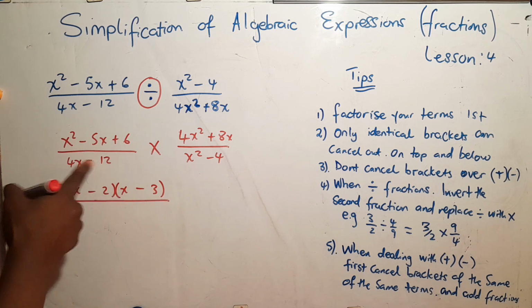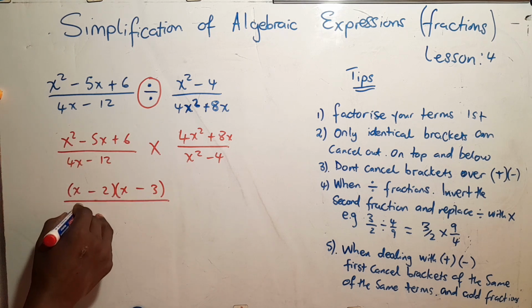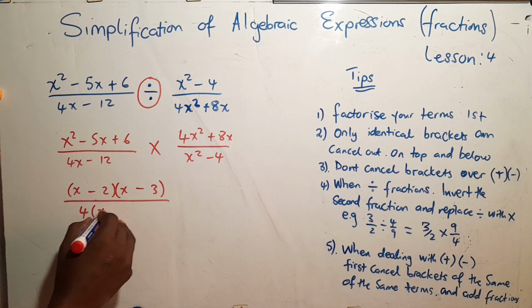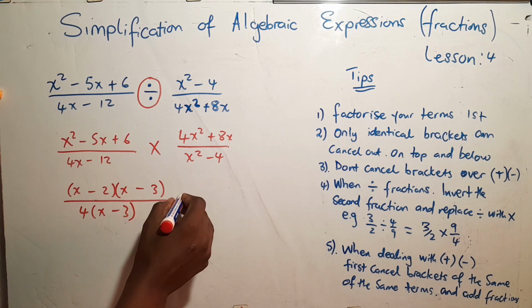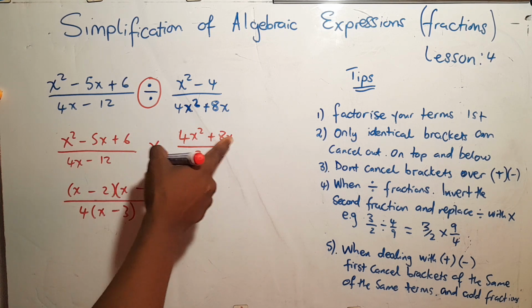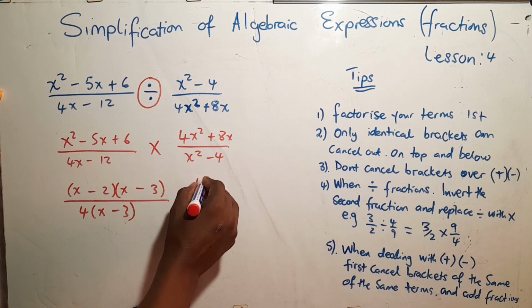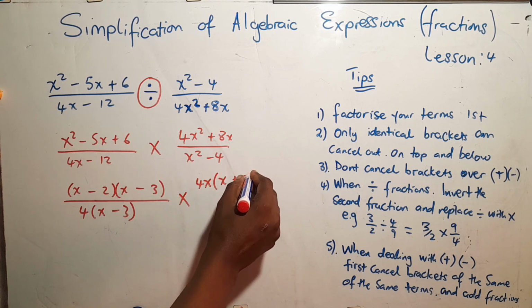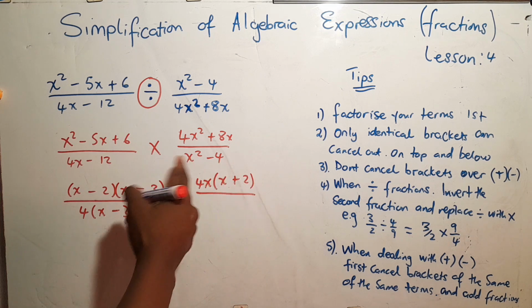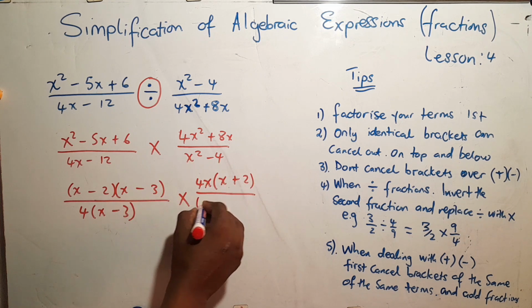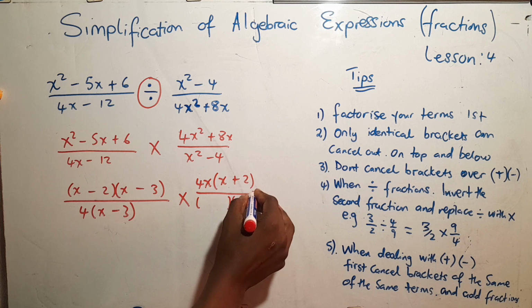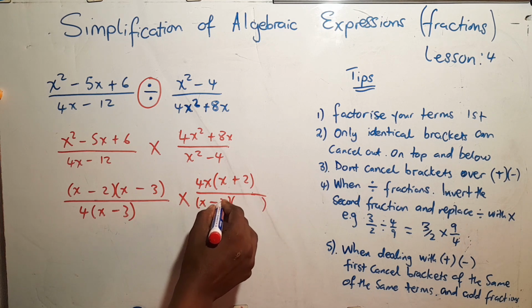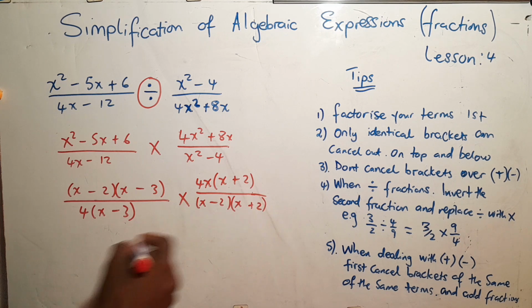And to factorize this, we can see that there's a common factor which is 4. We can factor that out, and that will be x minus 3. And here we can factor out the common factor which is 4x. So factoring out 4x will leave us with x plus 2. And this is the difference between two squares, so two sets of brackets there, and that will be x minus 2 and x plus 2.